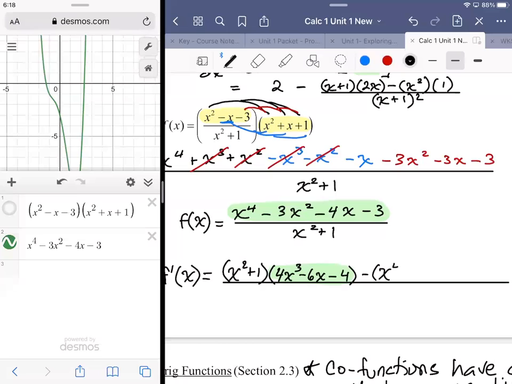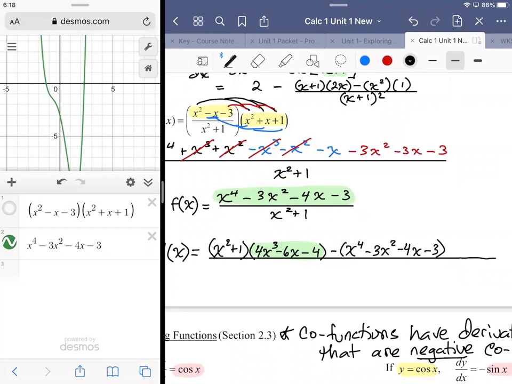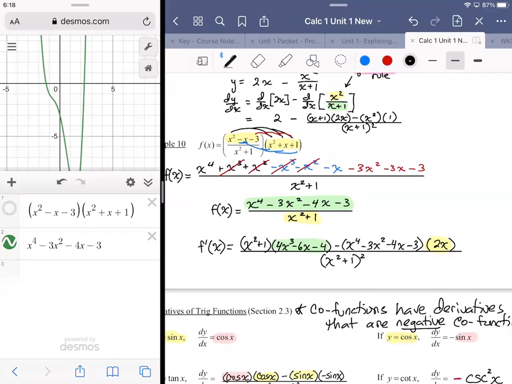So I'm rewriting my original numerator, well, the original, quote unquote original, so this numerator. X to the fourth minus 3x squared minus 4x minus 3, d low. The low expression is x squared plus 1, the derivative of which is equal to 2x. Over the denominator squared. And that's it. All right.